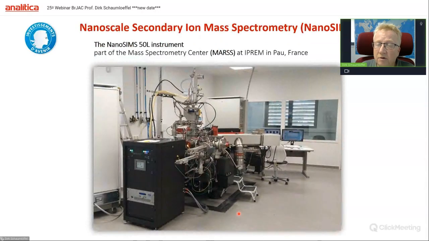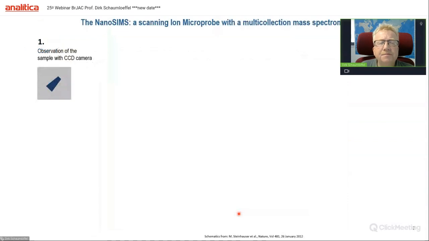So this is our NanoSIMS in our laboratory in Pau in France, in a new building, in a new laboratory since 1 year. So now you have an impression of this NanoSIMS. It's part of the mass spectrometry center at our institute in Pau in France. And you can understand the NanoSIMS as a scanning ion microprobe with a multi-collection mass spectrometer.